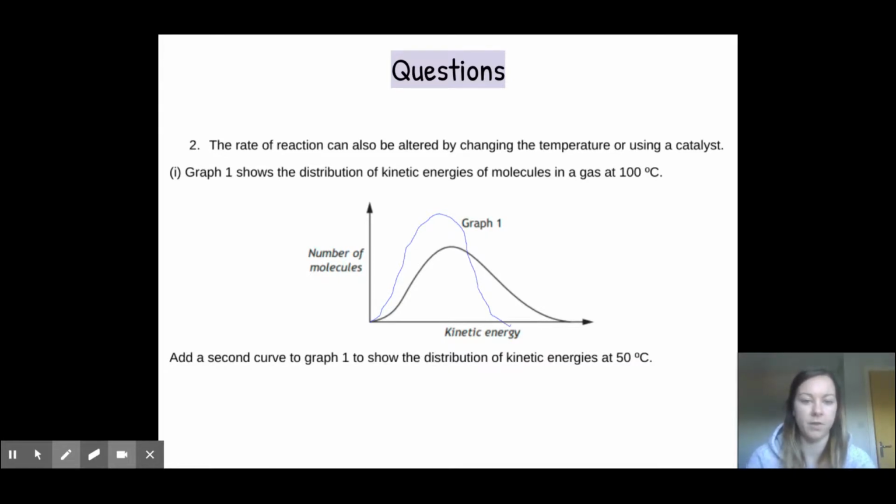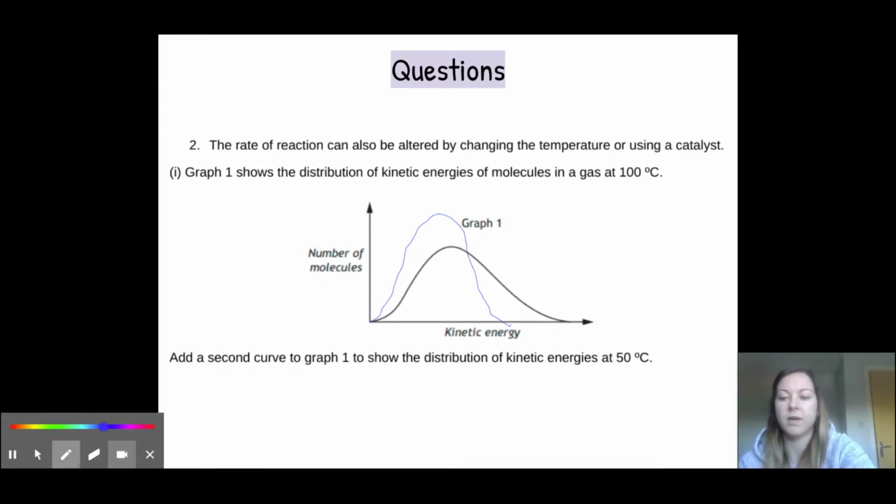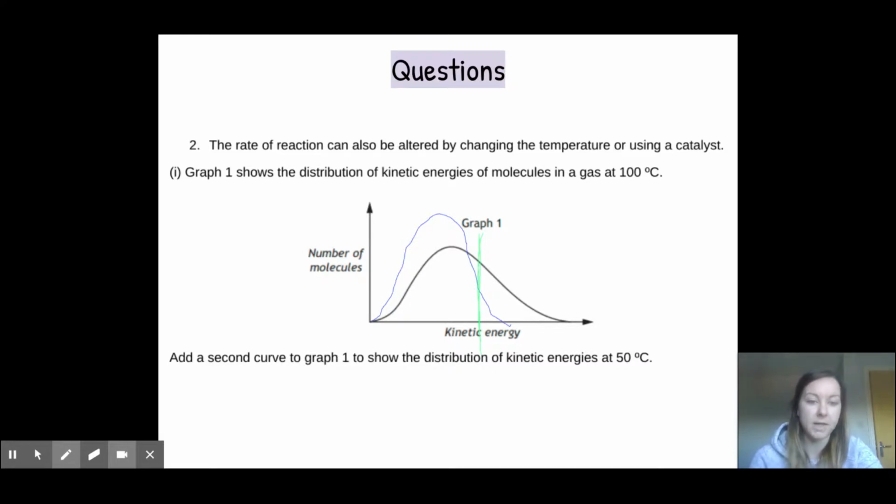this. Now again, if we were to have a look at where the activation energy would lie, say it was here, that would mean, and it makes sense, that graph 1 at 100 degrees would have many, many more molecules with energies above the activation energy, whereas our lower temperature, the one we've just drawn at 50, would only have this very small portion here of molecules with energy above the activation energy to react.